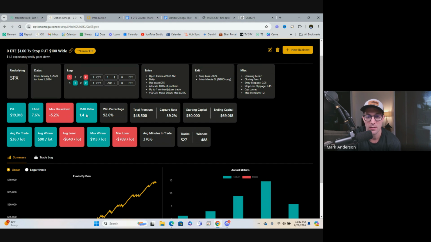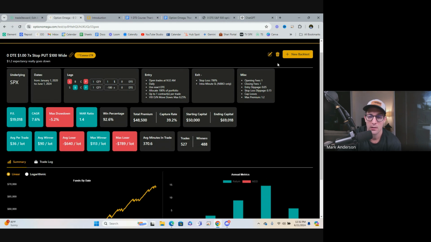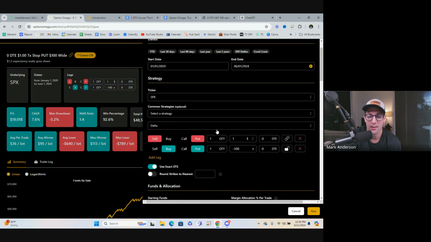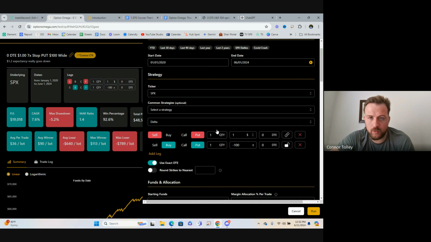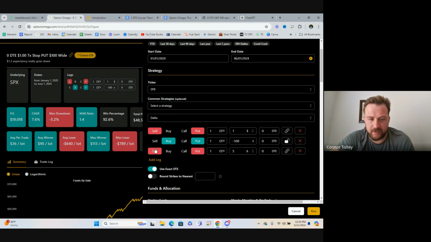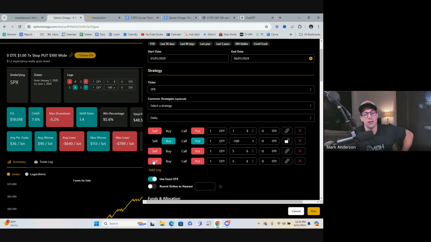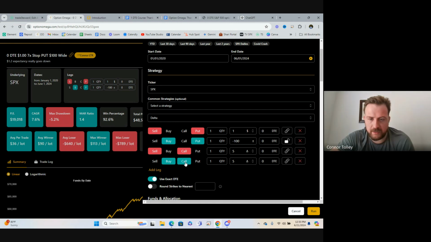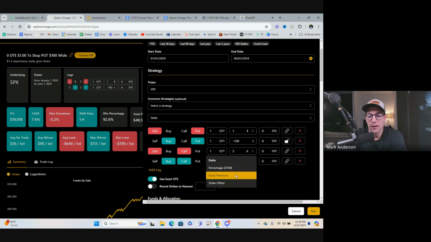So click new backtest, and then go add leg. Where's that? It's right below the buy put. Oh, yeah. Add leg. Okay, now you're going to sell a call and buy a call that matches the exact same mechanics of the put. So obviously not a delta, it's a premium. Yeah. Fixed premium, $1. So actually X out that buy call.